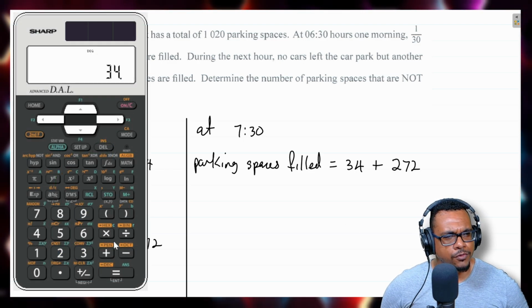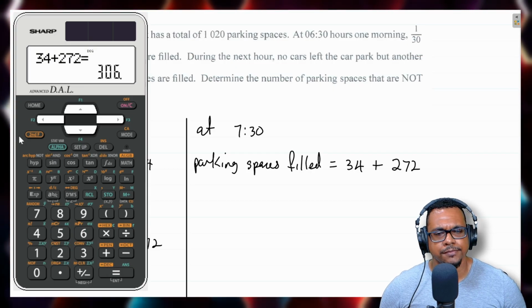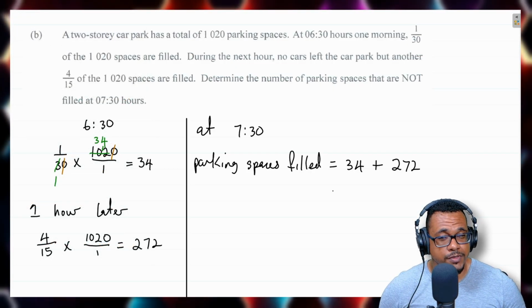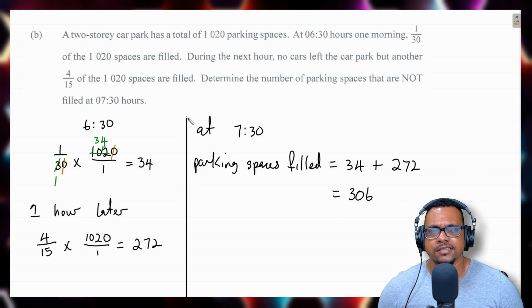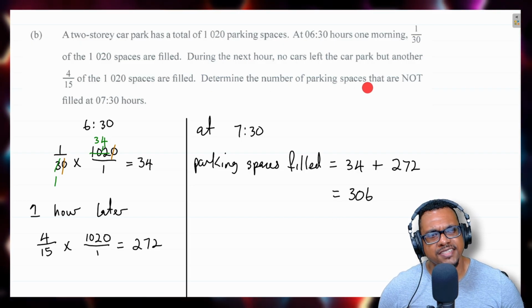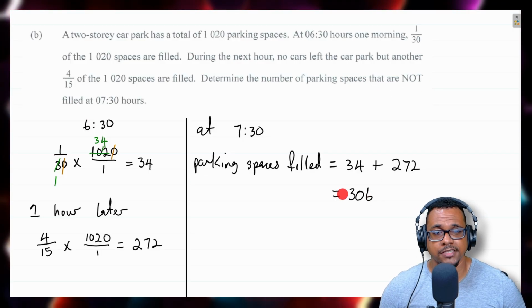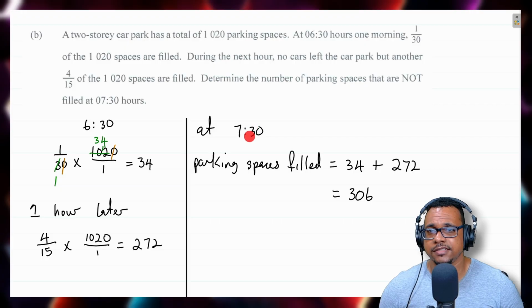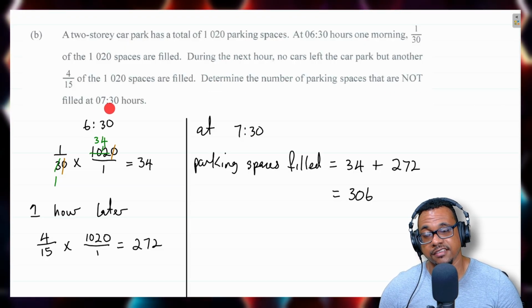So we have 34 plus 272, and we get 306. So this will be equal to 306. Now the question is asking us, determine the number of parking spaces that are not filled. So what we calculated here was the number of parking spaces that are filled at 7:30. Now they want us to determine the parking spaces that are not filled at 7:30.